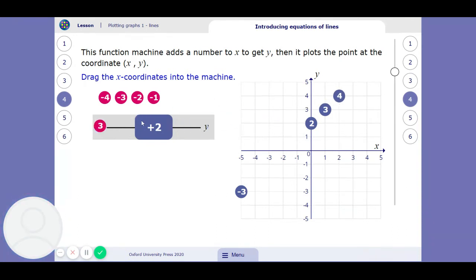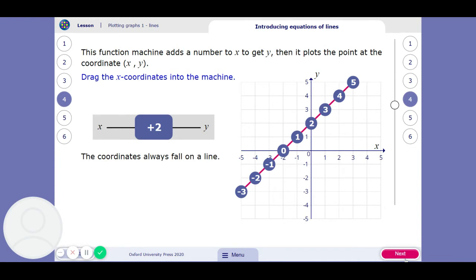You can see they're all falling into a straight line. Let me do it quick. Yeah, let's just put them all in. Okay, so you can see them here, all of them in a straight line. So, like I said, if you can always get from the x to the y by doing the same thing, it's going to be on a straight line.